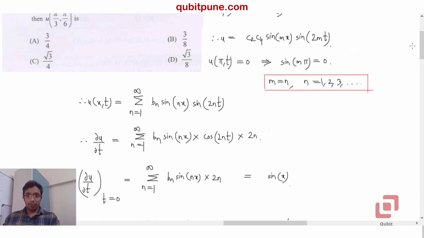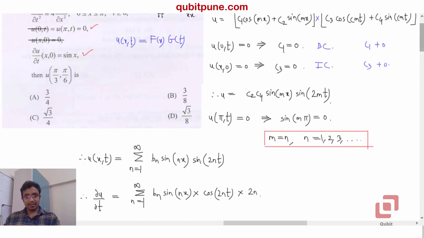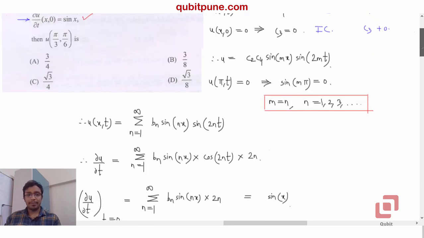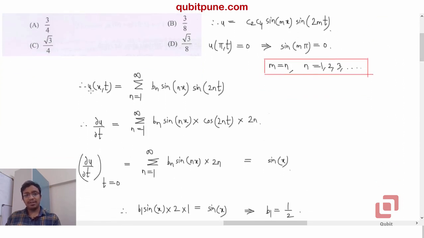And now I will go to the fourth condition, the one that has not yet been used. This is yet another initial condition. Here, u with respect to t, you can say that this is the initial velocity, because you are differentiating the displacement partially with respect to t, so it must be velocity. The initial velocity is given by sine of x. So first you differentiate u with respect to t partially, which will give you cos 2nt multiplied by 2n, chain rule.